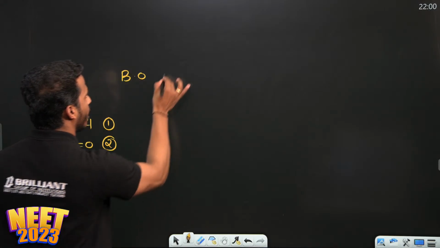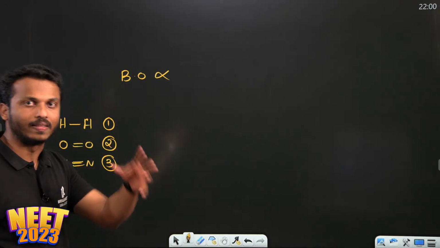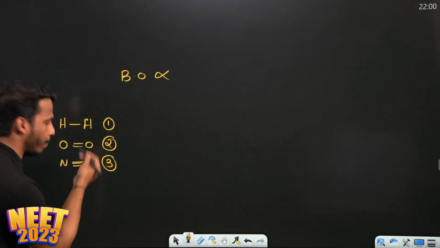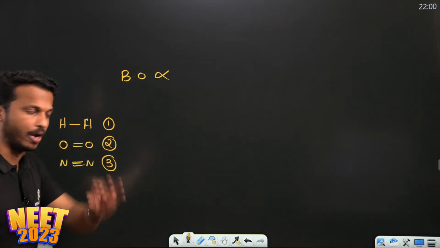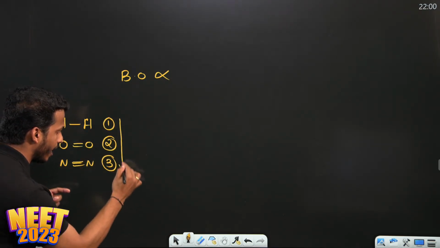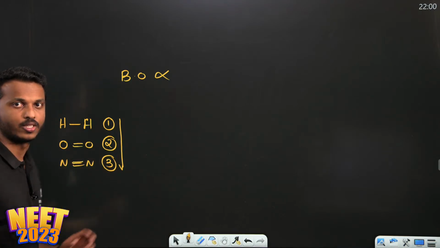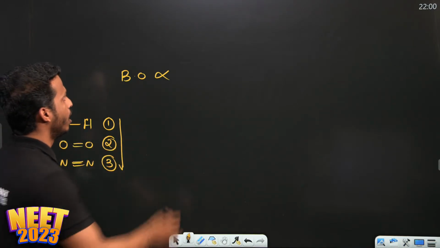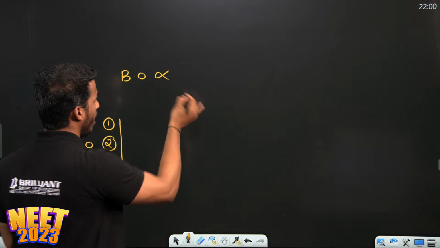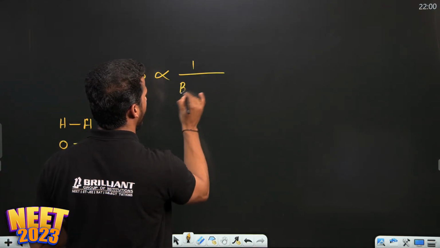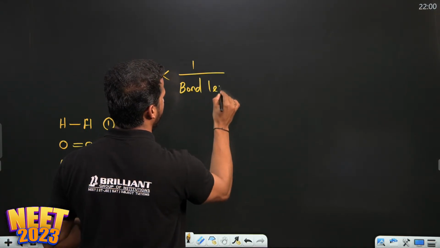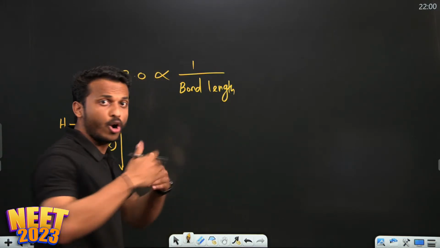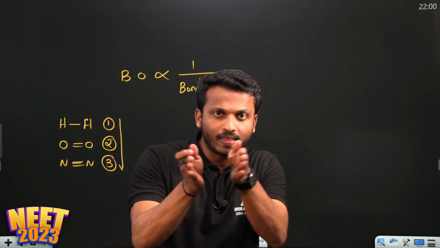How is bond order related to bond length? You know, single, double, triple, which is the strongest bond? Triple. So as the bond order increases, bond length decreases. You know, stronger the bond, shorter the length. So bond order is inversely proportional to what? Bond length. Careful all of you.